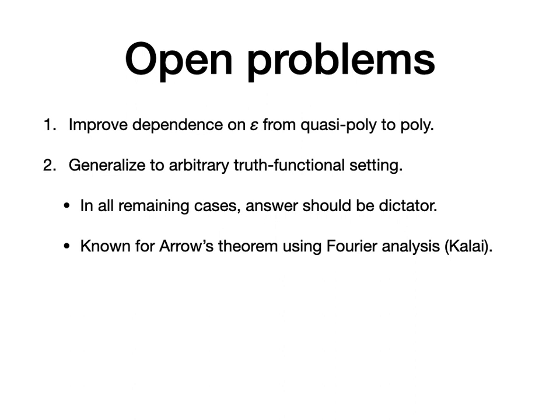Now, if you recall, apart from AND and XOR, in all other cases, essentially, the only non-trivial polymorphisms are dictators and sometimes constants. So we would like to generalize all of this to approximate polymorphisms. We think this is an approachable problem. I think this is something very natural to do. I just want to mention again that this is known for Arrow's theorem, which is not truth functional, where the proof uses Fourier analysis. This is due to Gil Kalai.